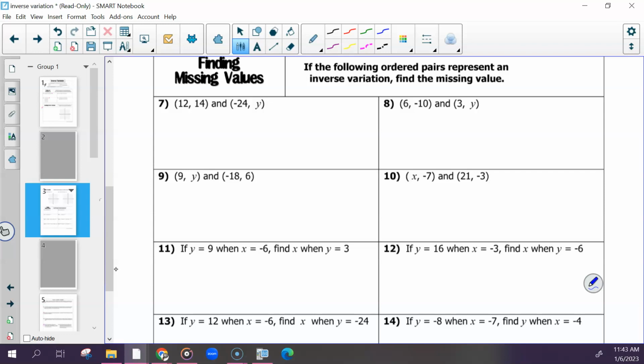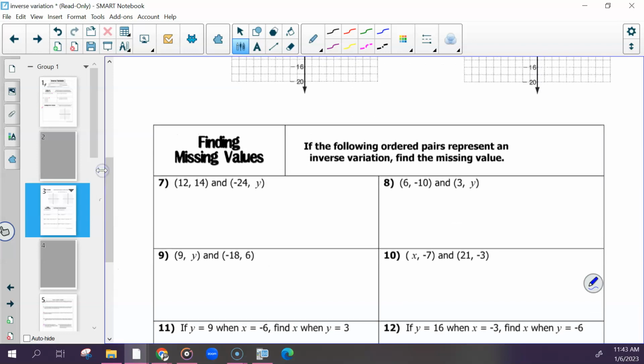Okay. And then we're going to do a few of these examples, starting with number 7. What's nice about these is that the process we use for direct is the same here. Find your k, put it into your equation, solve. It's just how we do it is a little bit different. So right here are 2 equations so you remember them and don't have to flip back. Y equals k over x and k equals y times x.